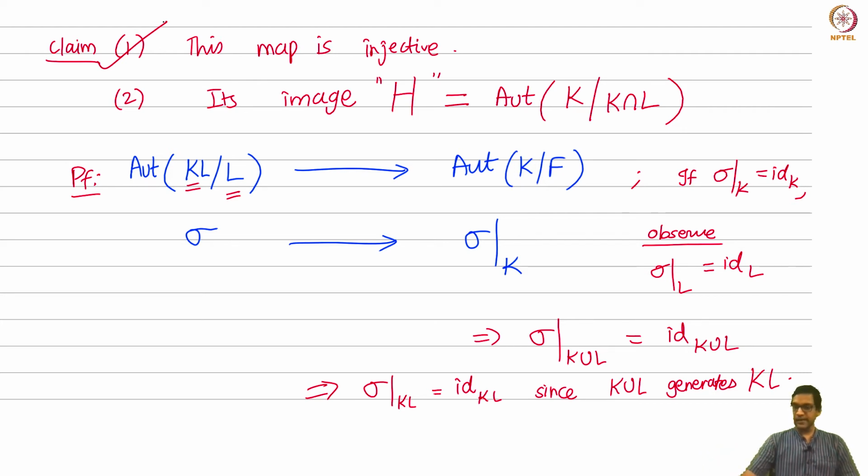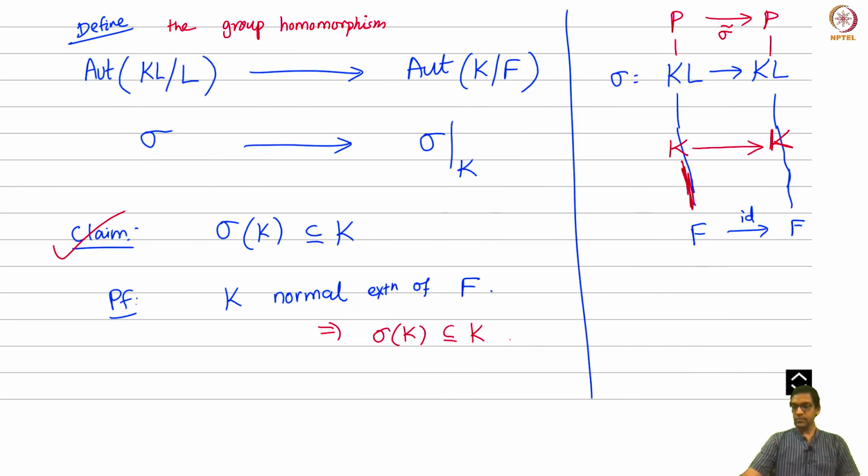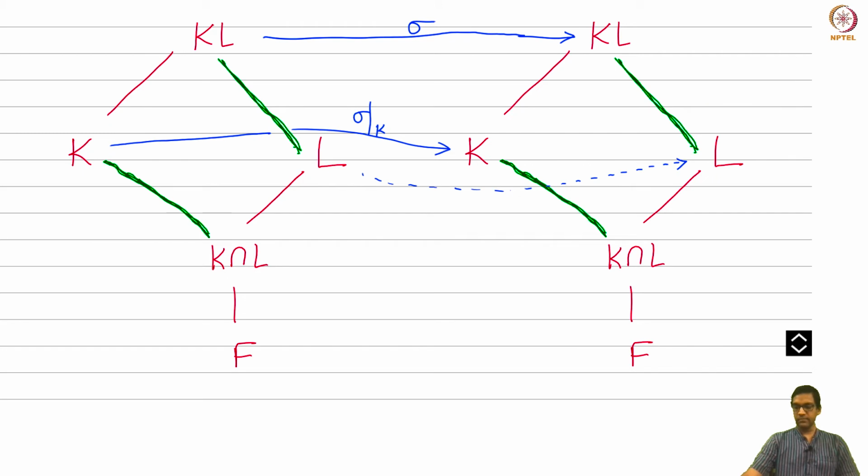Now the second claim is slightly trickier. So let's try and prove that. The claim is that the image H is exactly this subgroup. Let's go look at that diagram again. We need to show that the image is the subgroup of automorphisms of K which are identity on K intersection L. Now here we will use the fundamental theorem of Galois theory.